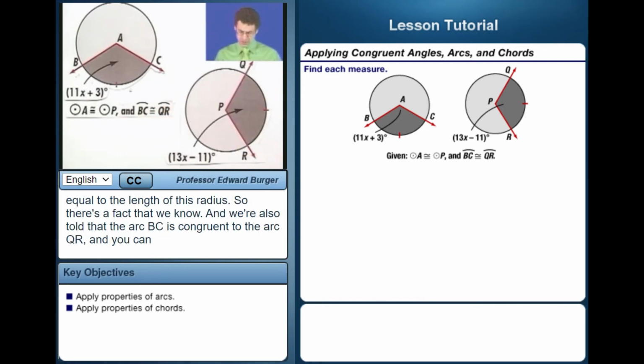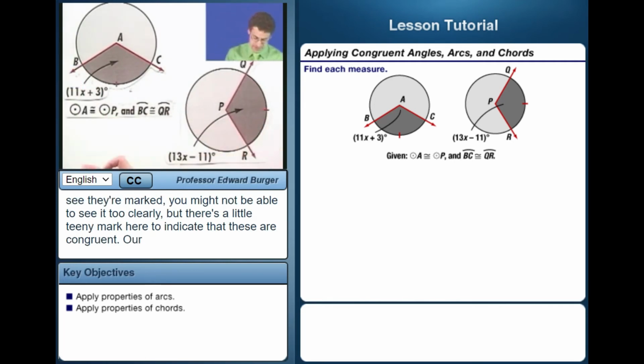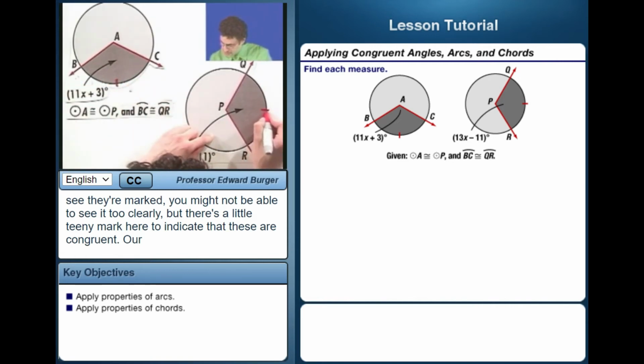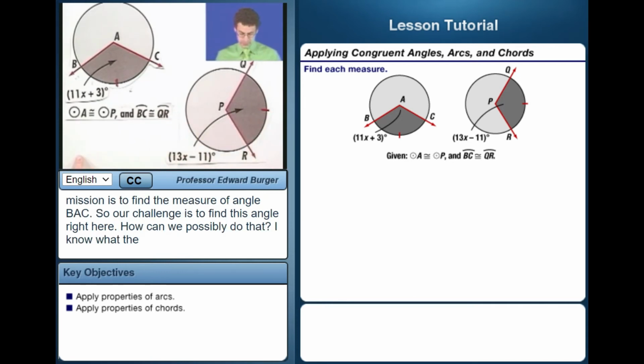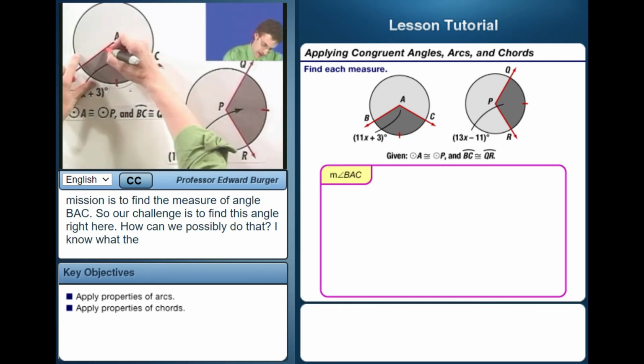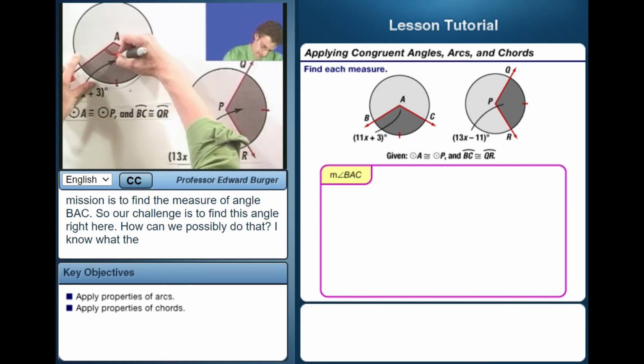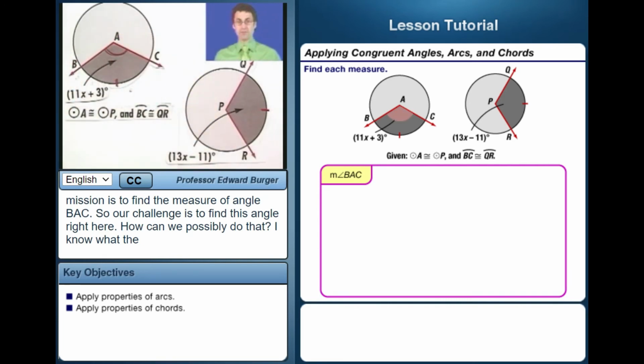And we're also told that the arc BC is congruent to the arc QR. And you can see they're marked. You might not be able to see it too clearly, but there's actually a little teeny mark here to indicate that these are, in fact, congruent. Our mission is to find the measure of angle BAC. So our challenge is to find this angle right here. How can we possibly do that?